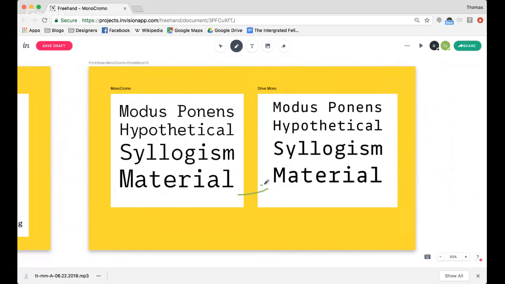Drive Mono, I think, has generally been very successful. In terms of having a logic and playing it through, even with the constraints of monospace, it is overall effective and achieves good harmony of the forms, I would say.